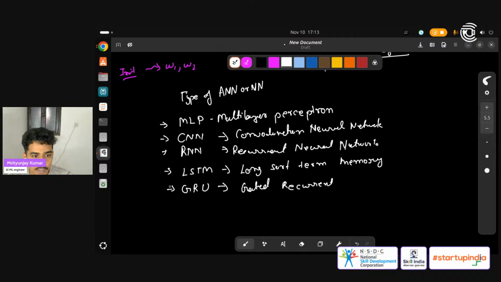These are the updated versions of this one. The changes will be only in the structure, how we are designing our neural network. Even then, all the things will be the same. So these are the most used ANN techniques. And some more advanced ones are transformers, then GAN, etc. There are multiple ones.